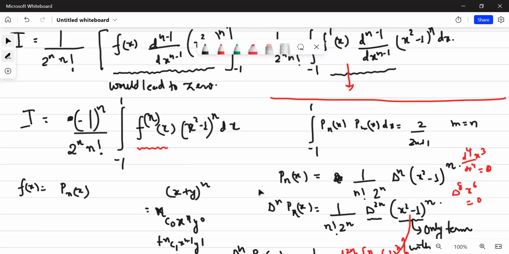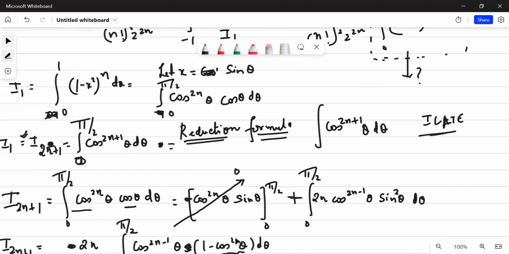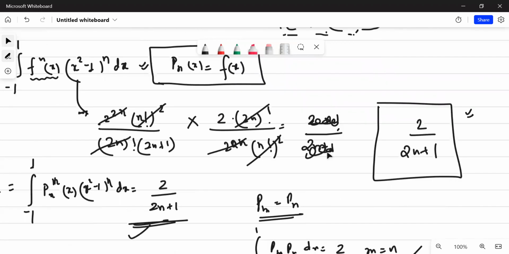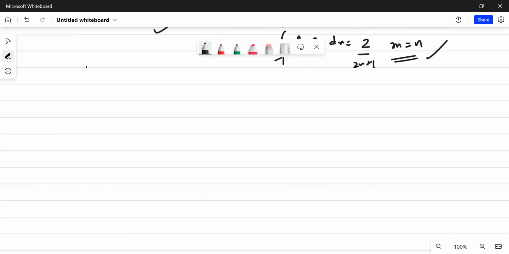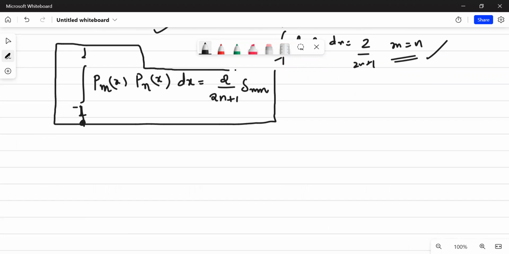So whatever discussion we did in the previous lecture and the one before, it boils down to this: we must remember that our Legendre's polynomials are orthogonal to each other on the interval -1 to +1, such that if I want to find the integration of Pm(x) Pn(x) dx, it equals 2 upon 2n plus 1 times the Kronecker delta mn. This is one thing that one needs to see.